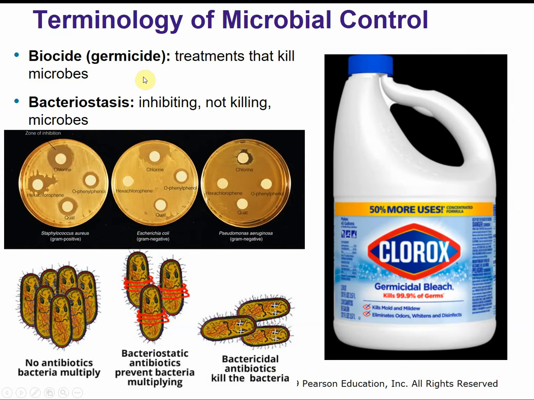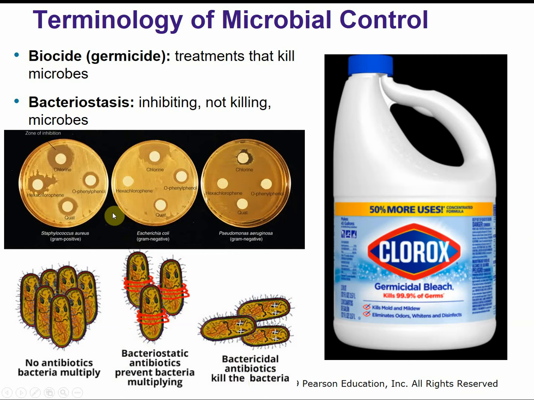Biocides or germicides are treatments that completely kill microbes. Bacteriostasis or bacteriostatic treatments don't kill the microbes, but they inhibit them, stasis meaning kind of stable, so it kind of freezes them in place so they can no longer multiply. Bactericidal is homicidal toward bacteria, so it's going to kill those organisms, whereas bacteriostatic just prevents them from multiplying. So if the chemical agent or antimicrobial agent is removed, these bacteria could potentially start reproducing again.